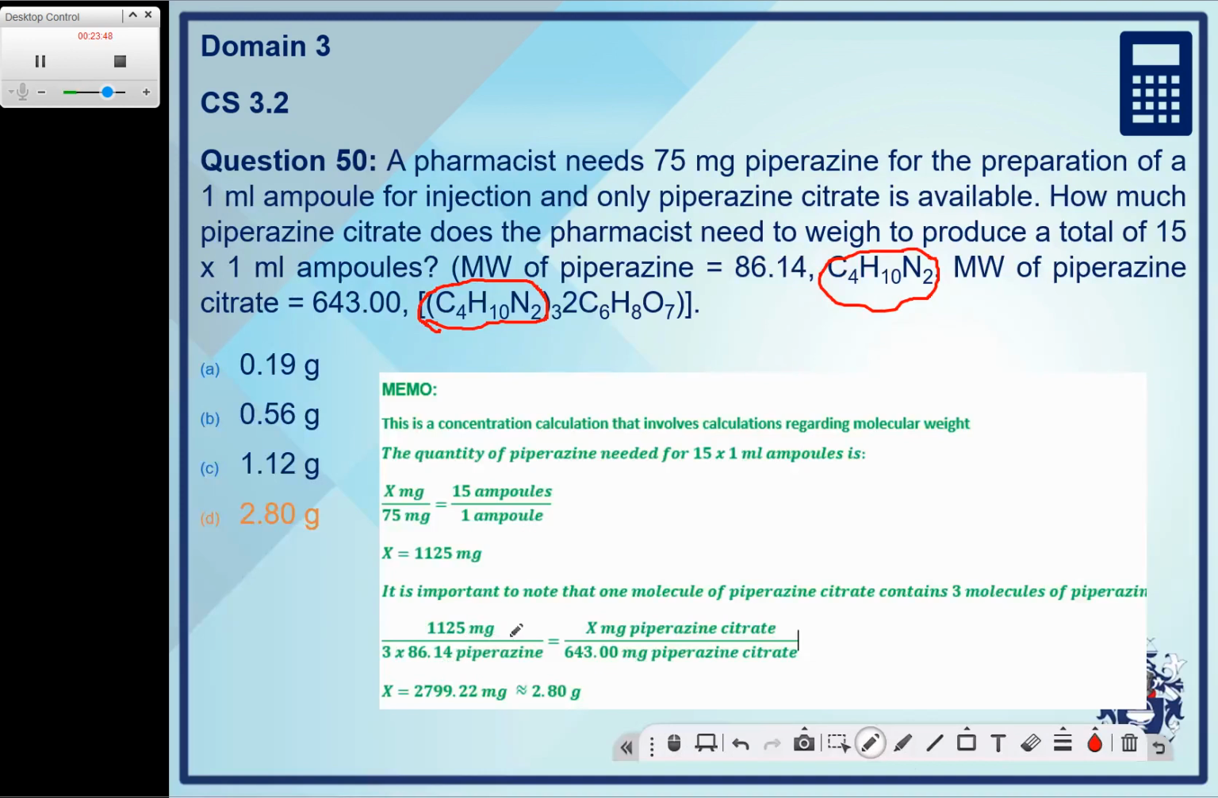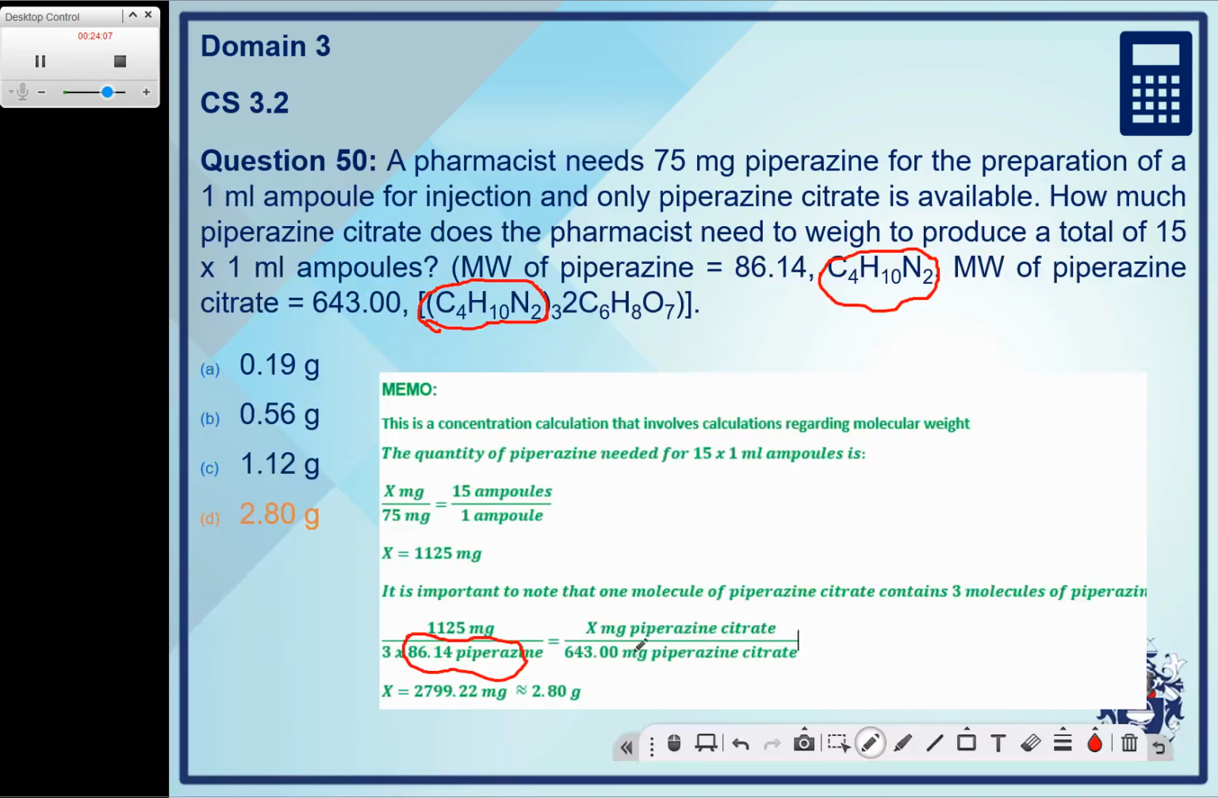1 molecule of piperazine weighs 86.14 grams per mole. There's 3 of them, so you need to multiply that by 3, and that will therefore be equal then to 643 milligrams of piperazine citrate.